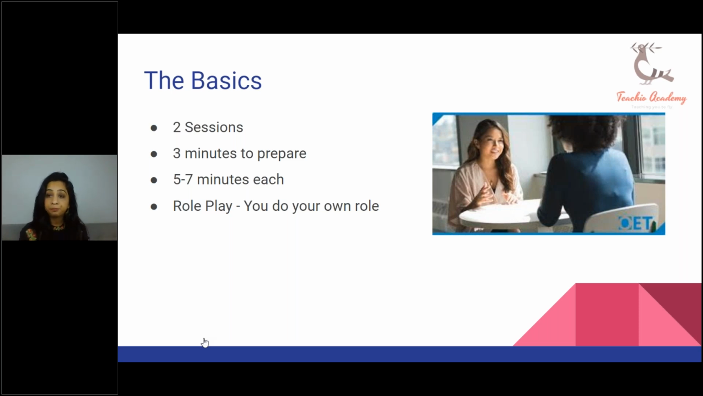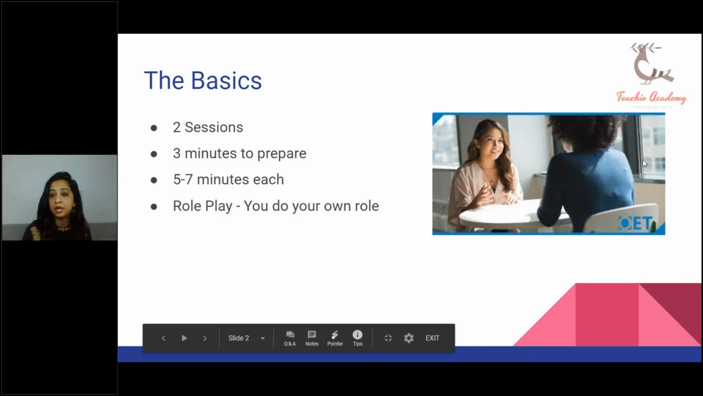Okay. You get 3 minutes to prepare. When you walk in, you introduce yourself to your interlocutor, you get a task card, and then you get about 3 minutes to prepare for your task. The actual task itself is about 5 to 7 minutes each. Then you go through what your task asks you to do, and then your role play ends.